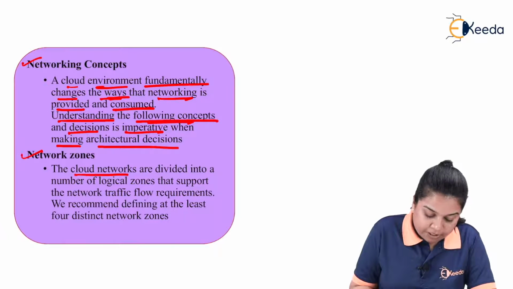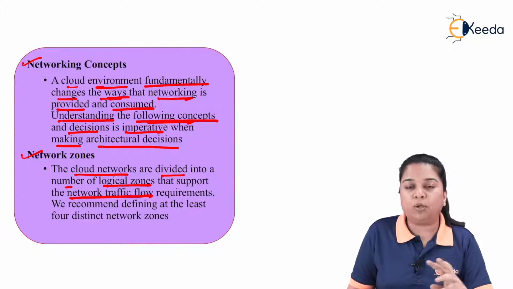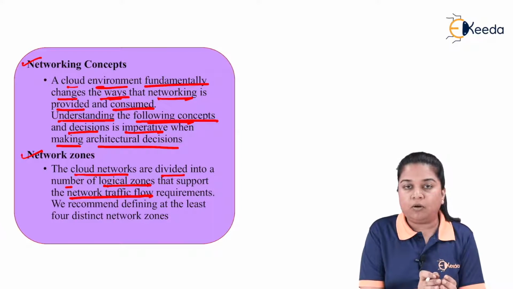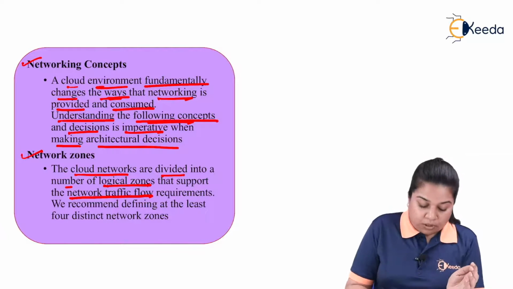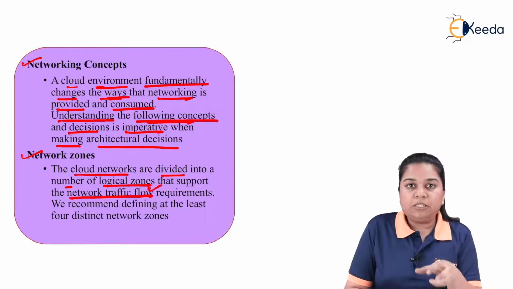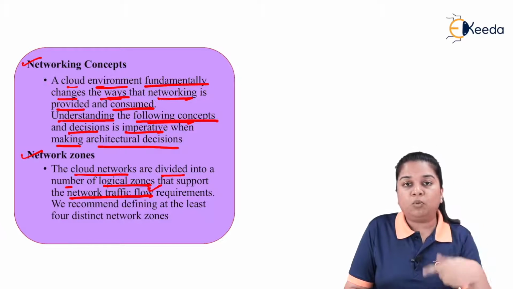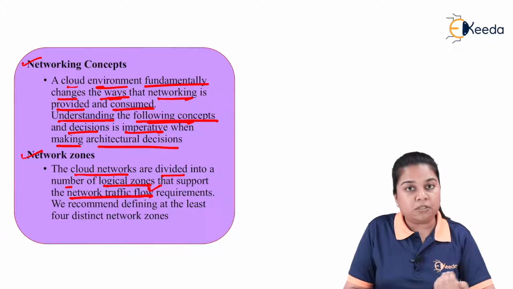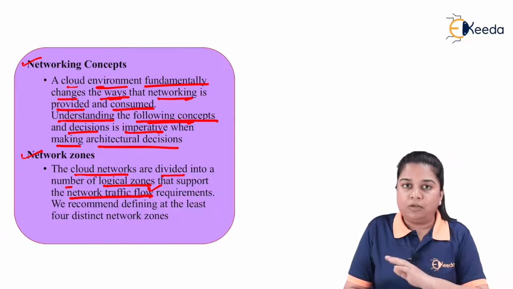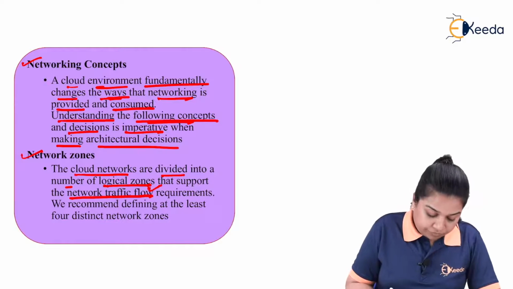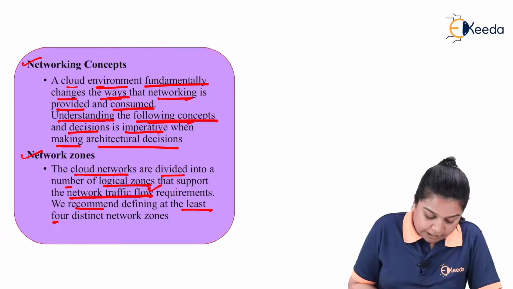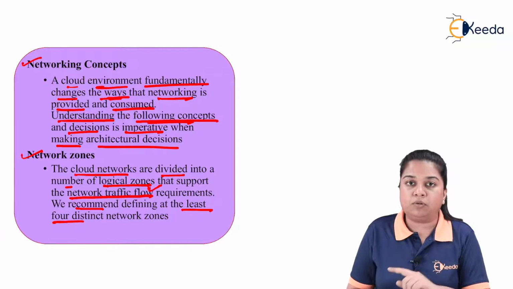Networking zone, the cloud networks are divided into a number of logical zones that support the network traffic flow requirements. It has to be divided into logical zones to see the traffic flow. That means where the traffic flow is required the most, or where the traffic is the most, and where it is manageable or the least. We recommend defining at least 4 distinct network zones.